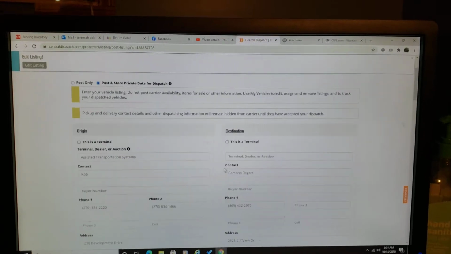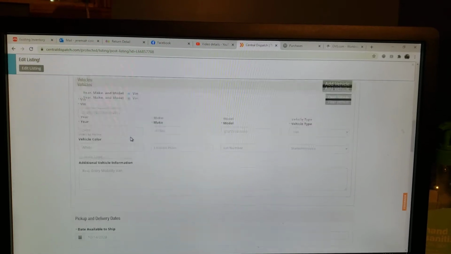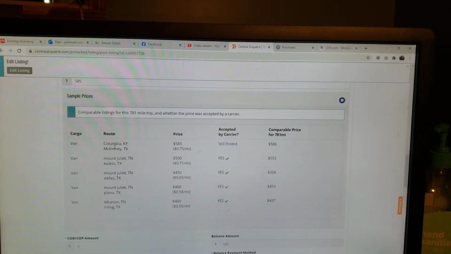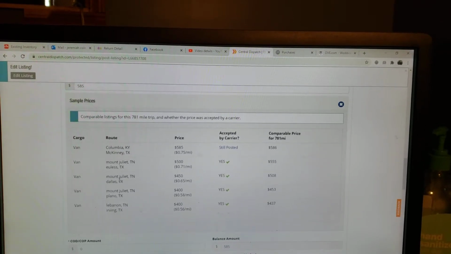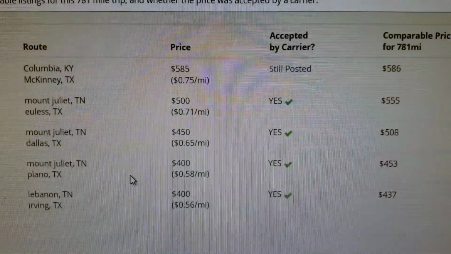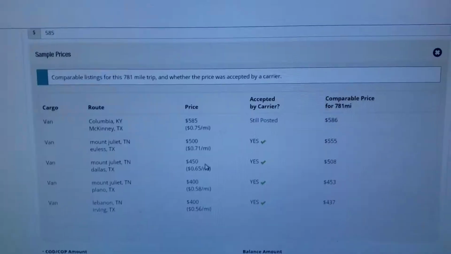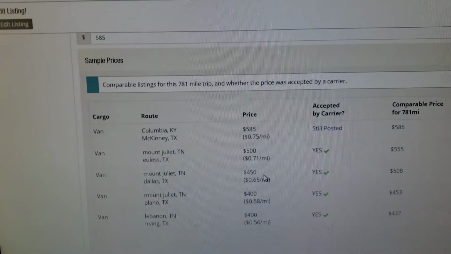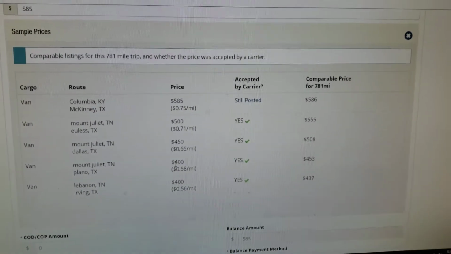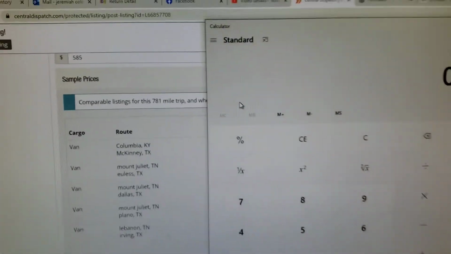We can put in a zip code for where it's coming from and where it's going to. This vehicle, for example, we put the VIN number in, then we check prices. This shows, for example, Columbia to Kentucky to the Dallas, Texas area. The average rate: you can see one vehicle went for 56 cents a mile, one went for 58, one went for 65, one went for 71, and one went for 75. If we add all of those shipping rates together and divide them by five, the average comes out to 65 cents a mile. As you can see, this particular trip was 781 miles.